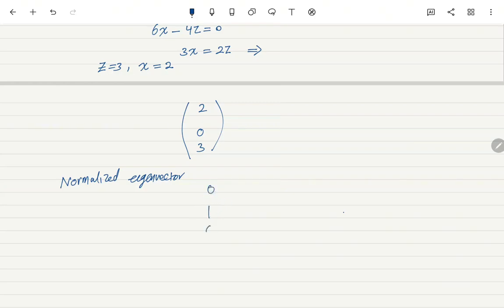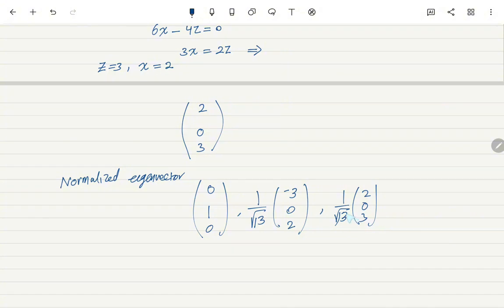Therefore, the normalized eigenvectors are 0, 1, 0, and 1 over square root of 13 times minus 3, 0, 2, and 1 over square root of 13 times 2, 0, and 3. And remember, to find the normalization factor, we multiply the eigenvector by 1 over the square root of x squared plus y squared plus z squared, and this is called the normalization factor.